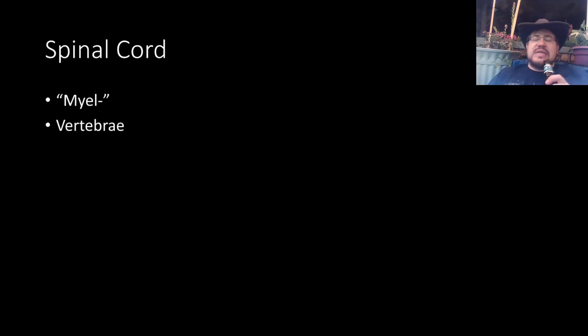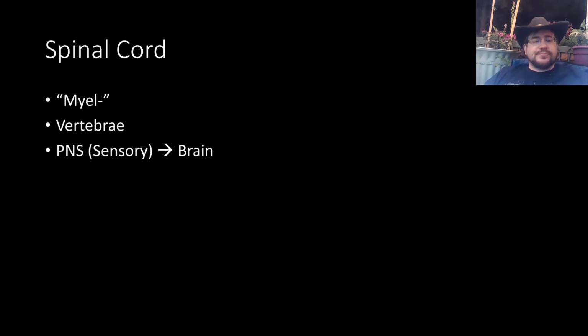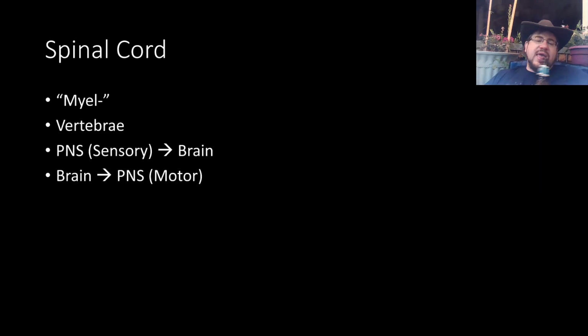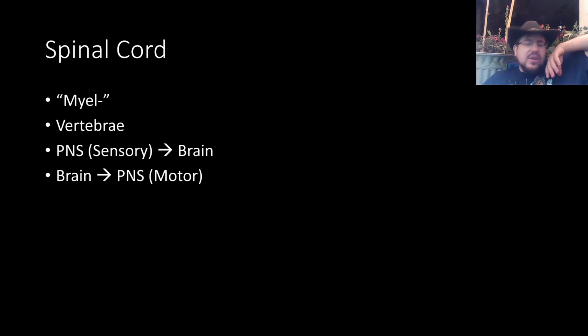Your spinal cord travels down the vertebral column. So your vertebrae have a big hole in the center, and so when you stack all your vertebrae up to make your backbone, there's a big hole traveling down, and your spinal cord is in that hole. So the spinal cord takes sensory information from the peripheral nervous system and sends it to the brain. It also takes motor information from the central nervous system, the brain, and sends it out to the peripheral nervous system. So it's sort of a communication hub.